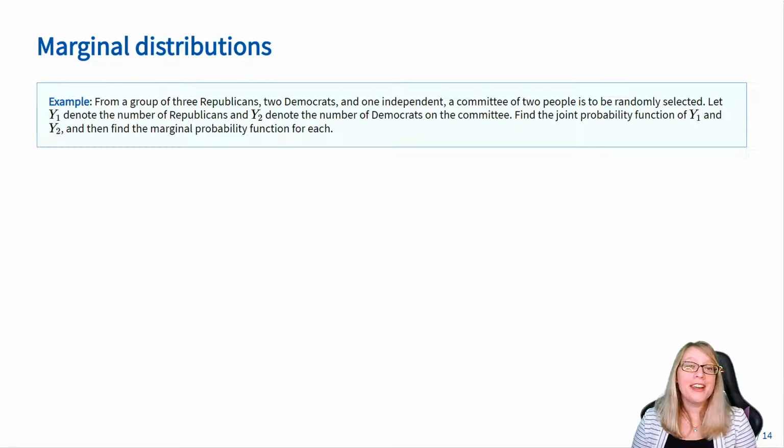So let's take a look at an example with a discrete distribution. From a group of 3 Republicans, 2 Democrats, and 1 independent, we'd like to form a committee of 2 people. We'll choose this committee in the fairest way possible by random selection. So we'll let y1 denote the number of Republicans selected, y2 denote the number of Democrats selected. Let's find the joint probability function.